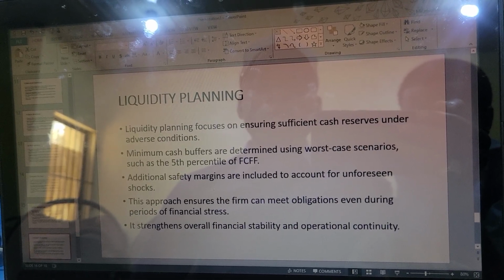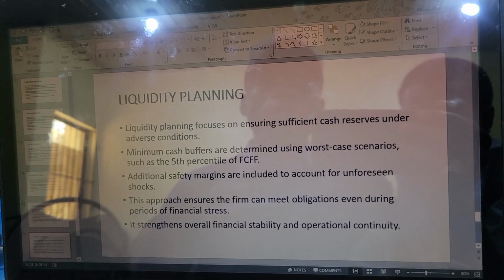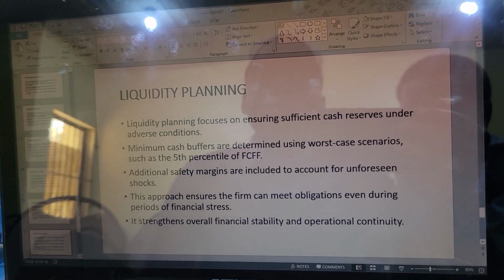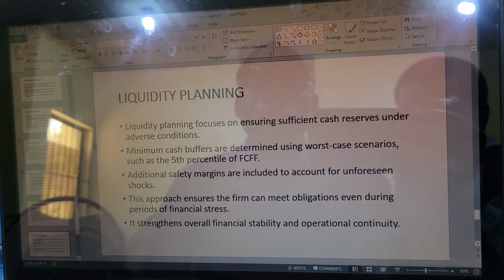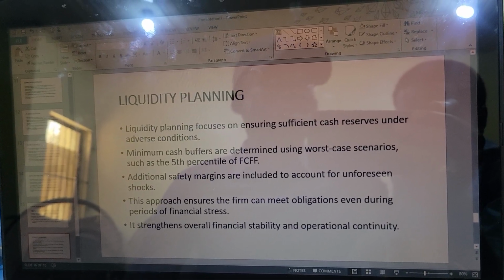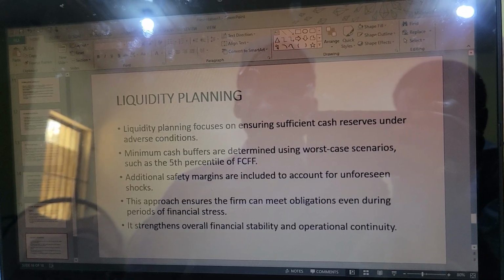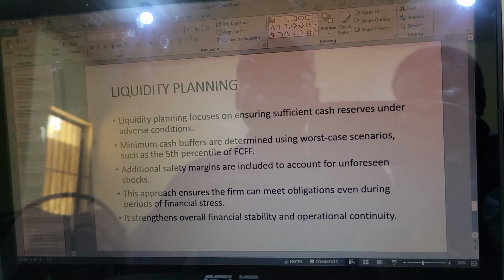The liquidity planning. Liquidity planning focuses on ensuring sufficient cash reserves under adverse conditions. Minimum cash buffers are determined using the worst case scenario, such as the 5th percentile of free cash flow for the firm. Additional safety margins are included to account for unforeseen shocks.